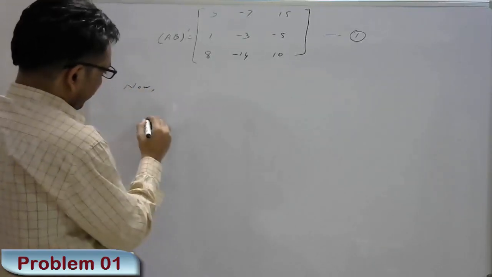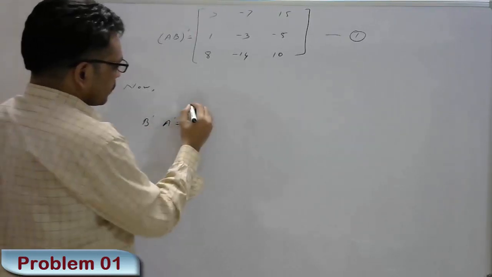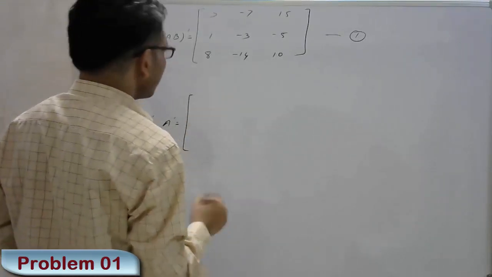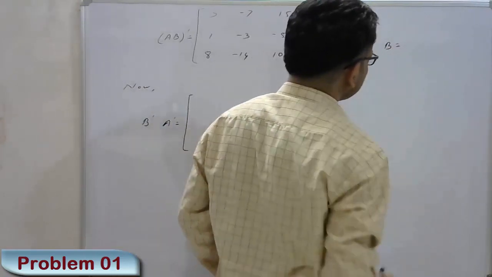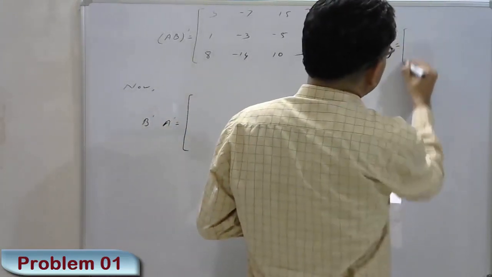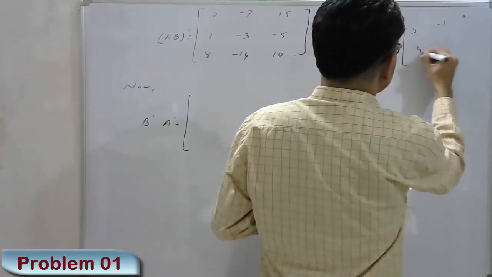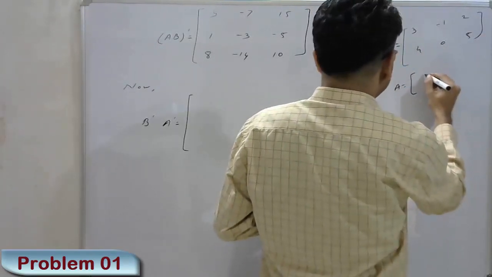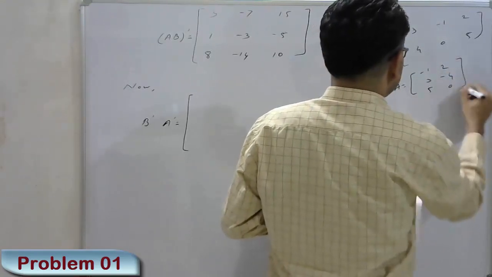Now B transpose into A transpose. The B transpose: the given matrix B has elements 3, minus 1, 2, 4, 0, 5, and matrix A is equal to minus 1, 2, 3, minus 4, 5 and 0.